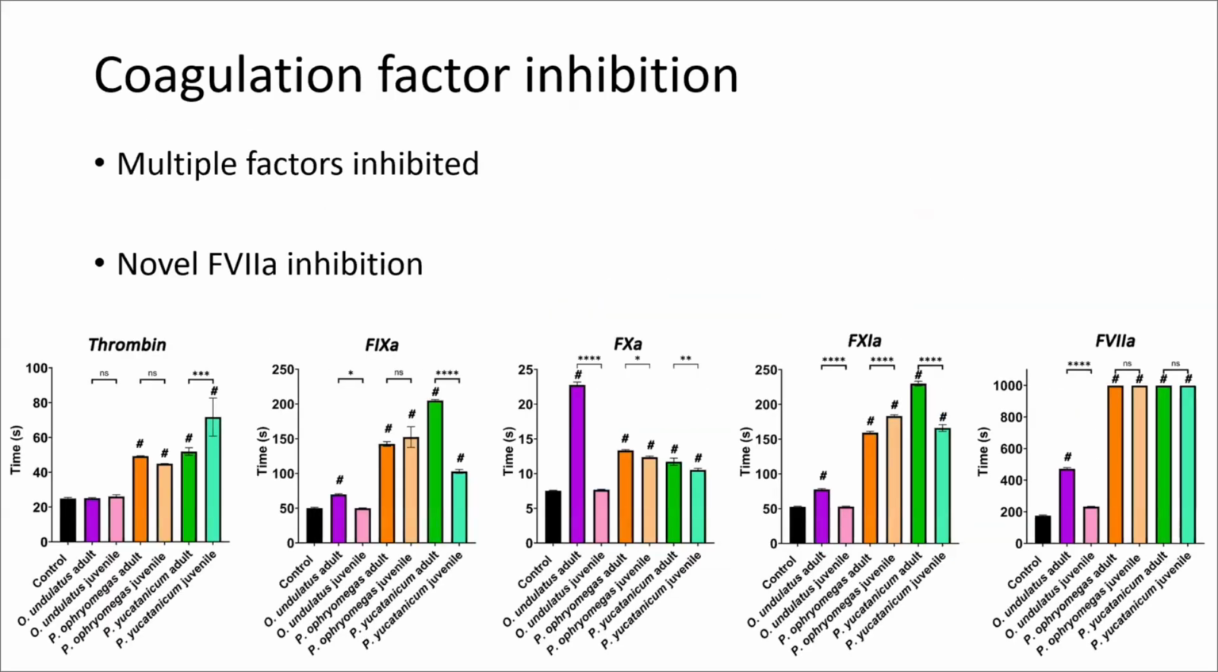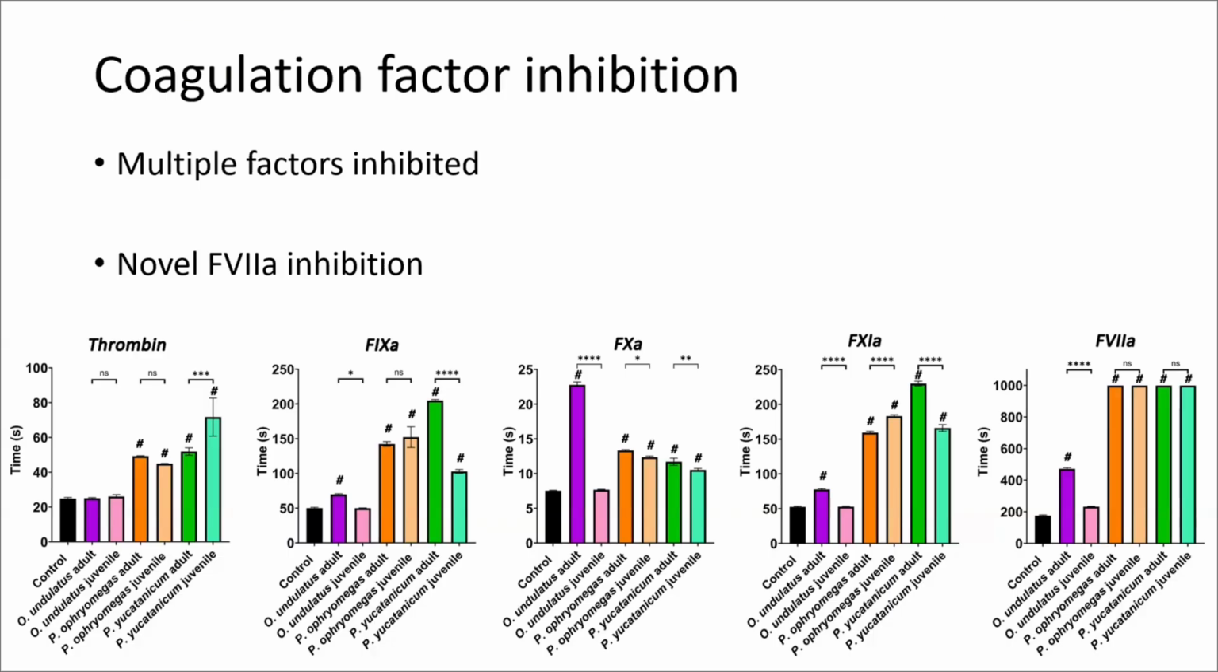Looking a bit further into the anticoagulant effects, we looked at the ability of the anticoagulant venoms to inhibit specific clotting factors. We found multiple clotting factors were inhibited by both adults and juveniles, except for Ophryacus undulatus, where the juveniles showed no factor inhibition across all of the ones tested. So there's quite a clear ontogenetic shift there between the adults, which were inhibiting factor 9A, 10A, 11A, and 7A.